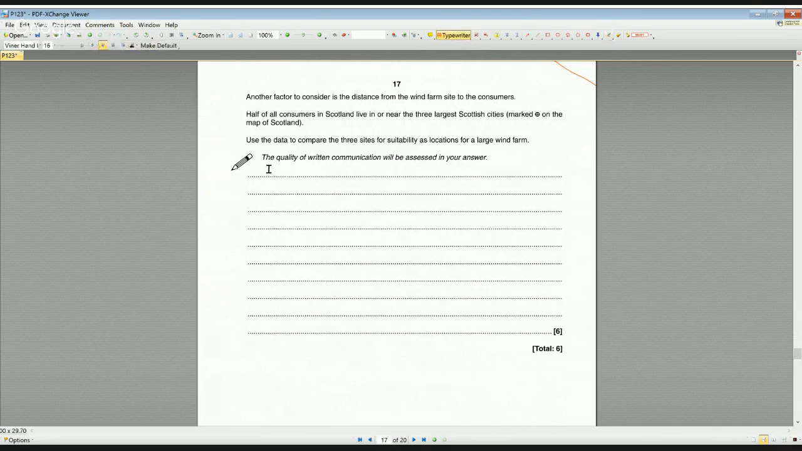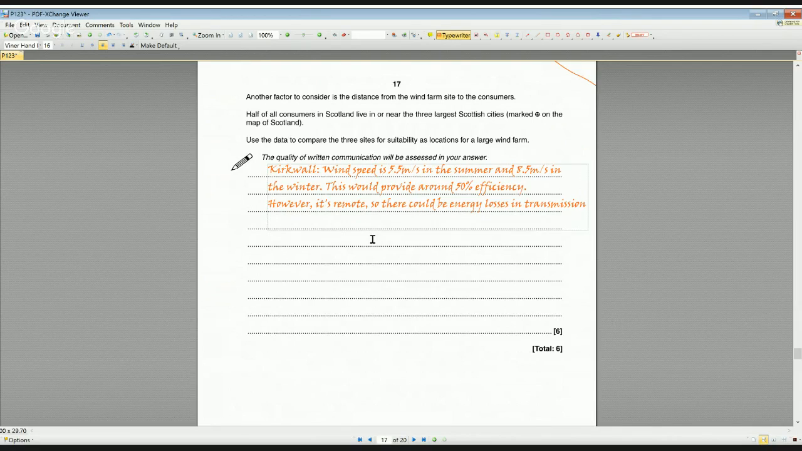So let's pull some of those thoughts together here in the answer. Kirkwall, let's take them one at a time. Kirkwall, wind speed is 5.5 meters per second in the summer, and 8.5 meters per second in the winter. This would provide around 50% efficiency. However, it's remote, in other words, it's a long way from the cities. So there could be energy losses in transmission, in other words, in getting the electricity from one place to another, and maintenance could be expensive.